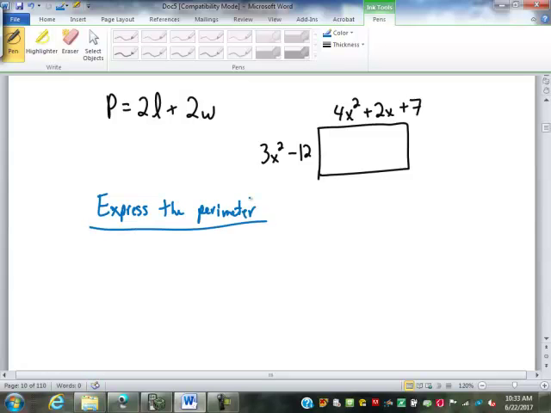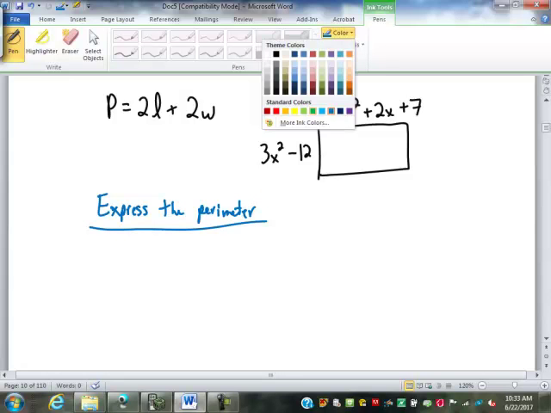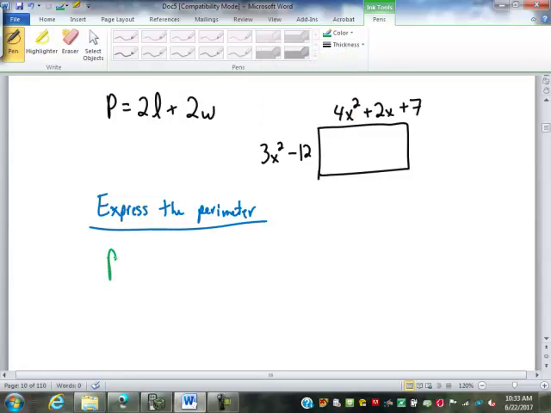Now, usually they might ask you a question like, write an expression for the perimeter of this rectangle or whatever. Same thing. So what we're going to do, our perimeter equals 2, but instead of L, what's the length of this rectangle? 4x squared plus 2x plus 7. Now that is a multi-digit number, so to separate it, we do have to put it in parentheses. So that's just 2L is what I've written there. I just replaced the L.